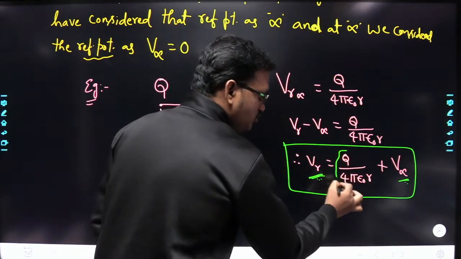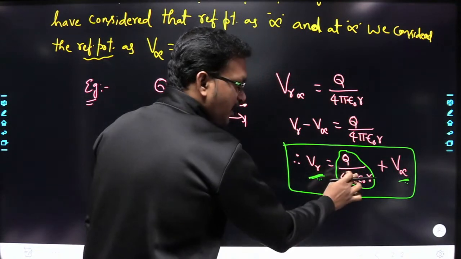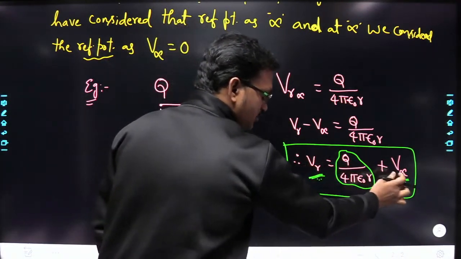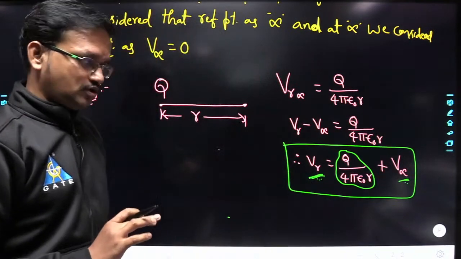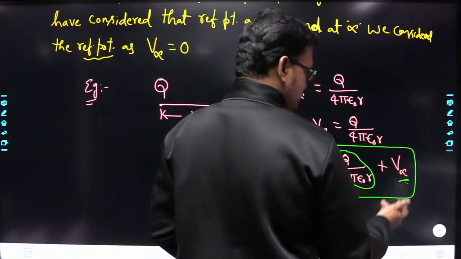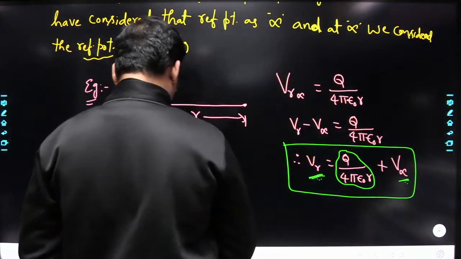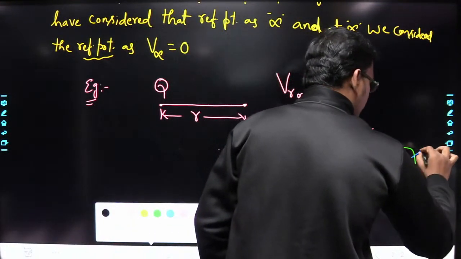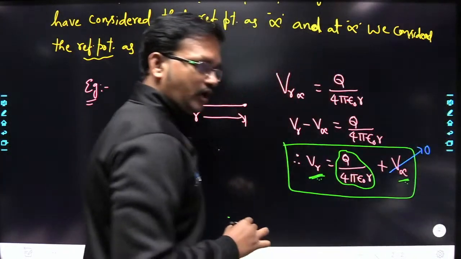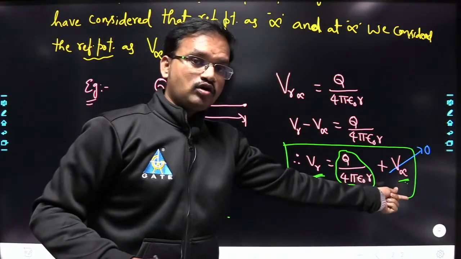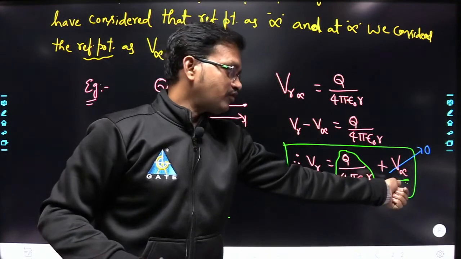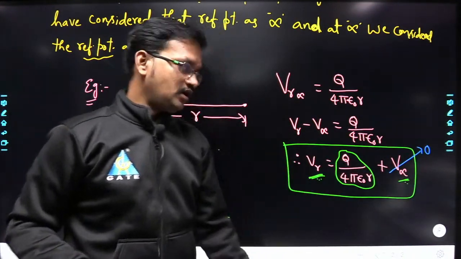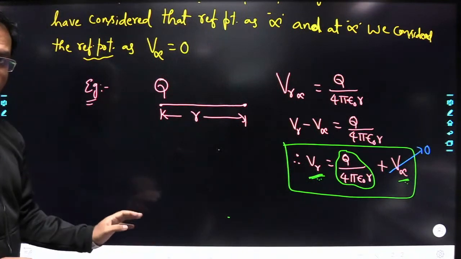So this is going to give you the gain in potential at R with respect to what? With respect to infinity, understood. In general, the potential at infinity we have considered as 0. So we know the potential at infinity, which we have considered as 0, right. This is how we have solved the problems.